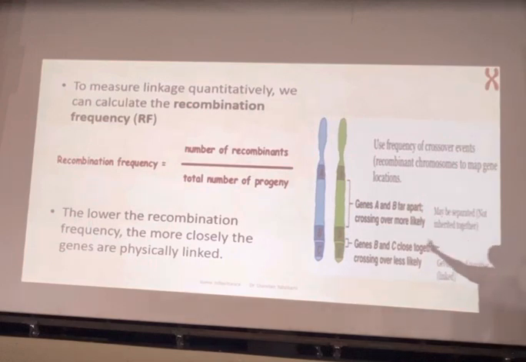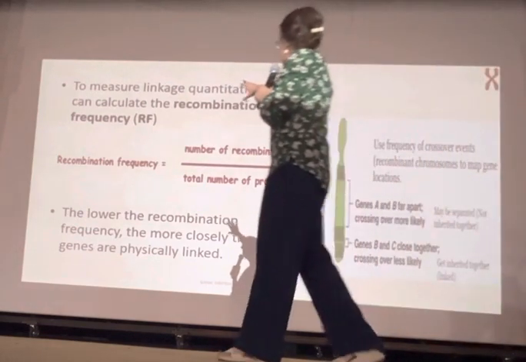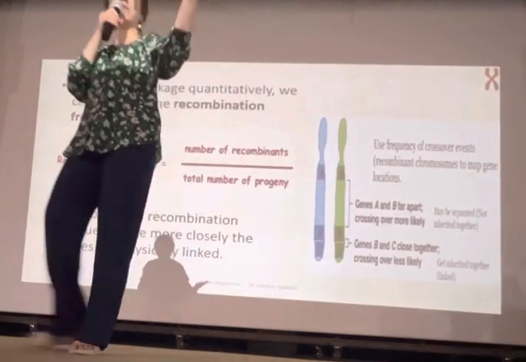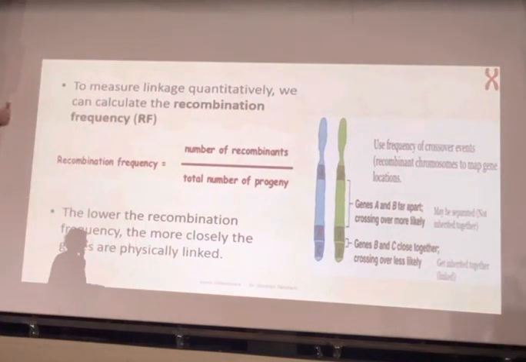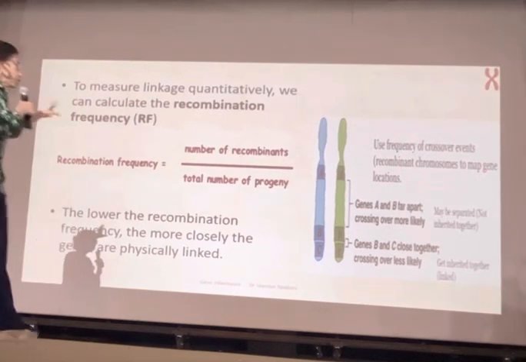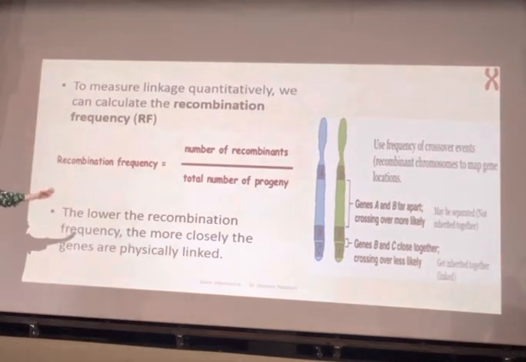Now, if we look at here, what we need to understand is that measuring of recombination frequency is done by knowing the number of recombination in a phenotype in a family history, as you will see in the study session, and the total number of progeny since the appearance of that recombination. It's not complicated to measure it. Okay? The lower the recombination frequency, the more closely those genes are physically linked.